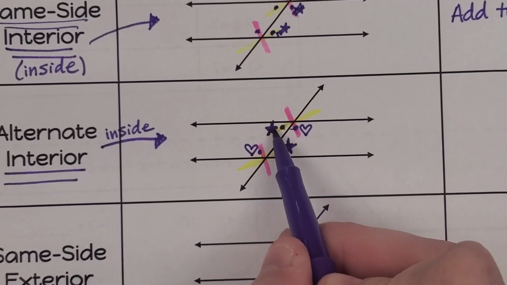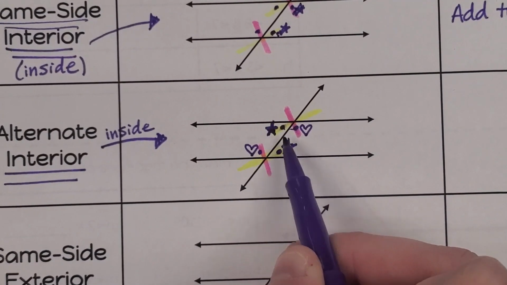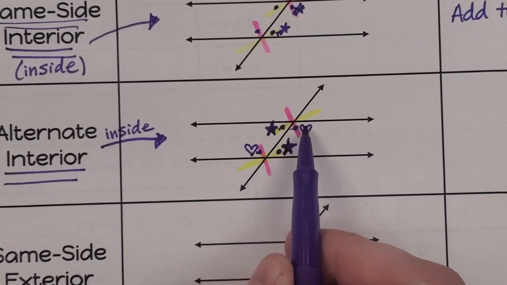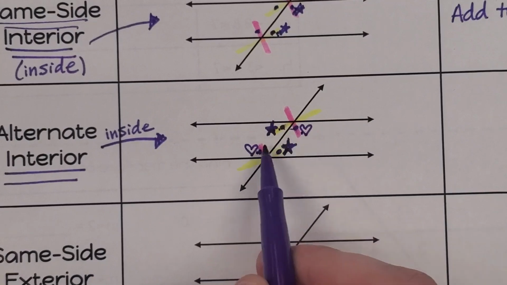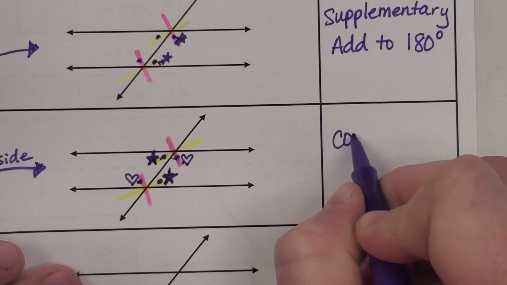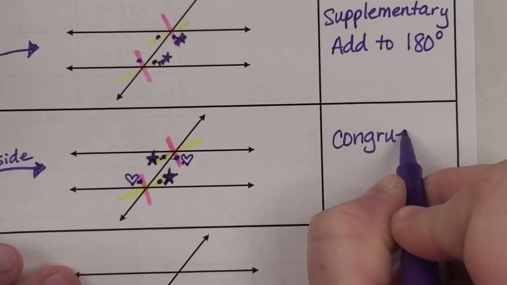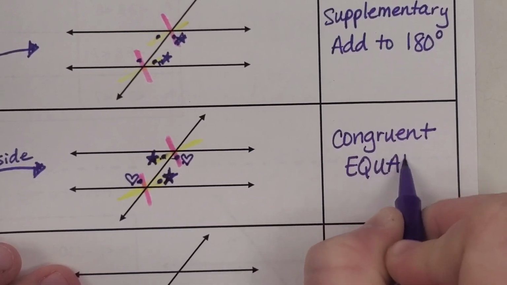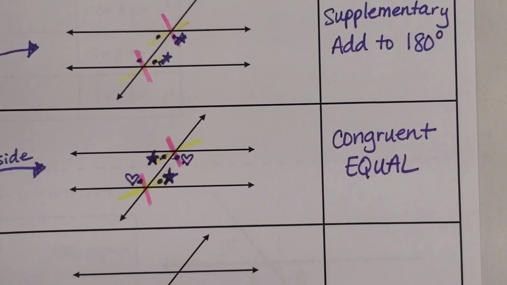Now when I look at this, my star matches up with this other star and both of them are yellow. This heart is opposite of this heart, which are both pink. So since those are the same color, they would be congruent. If they are the same color, it just means that they would be equal to each other, and they are called congruent angles.